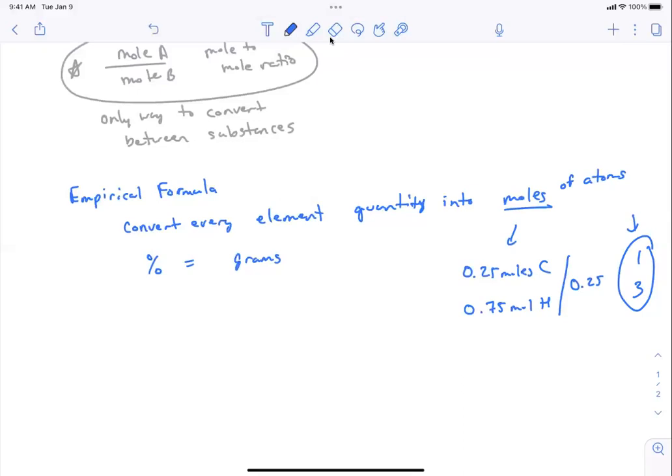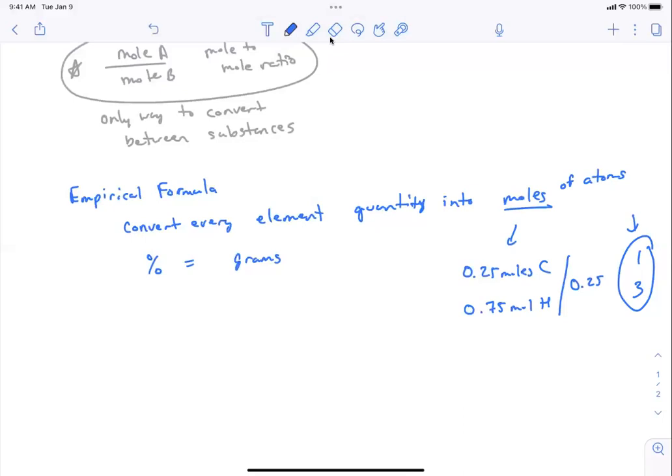Yes, Alexandra. Are you saying in the moles, or are you saying at the very end of the problem? I would say if you're within a tenth of a whole number, it's okay.